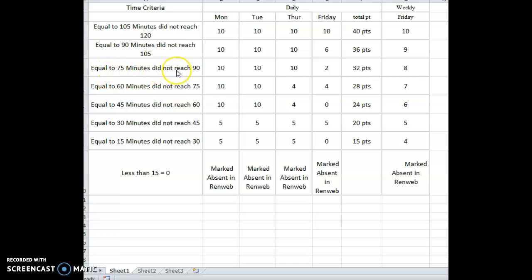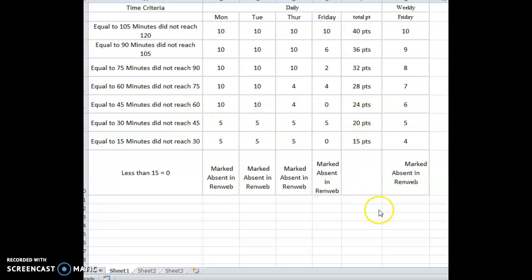If you're talking about 75 to 90 minutes, it would be 10, 10, 10, and 2 for a 32, because 32 out of 40 is an 80%, which is the same as an 8 out of 10. If it's 60 minutes to 75, it would be a 10 on Monday, a 10 on Tuesday, a 4 on Thursday, and a 4 on Friday. Again, I'd put notes, short minutes on these, because 28 out of 40 is a 70%. And so on. Does that make sense?